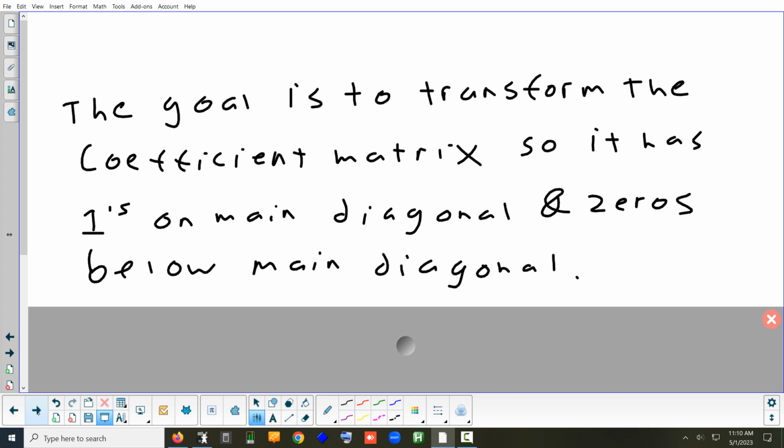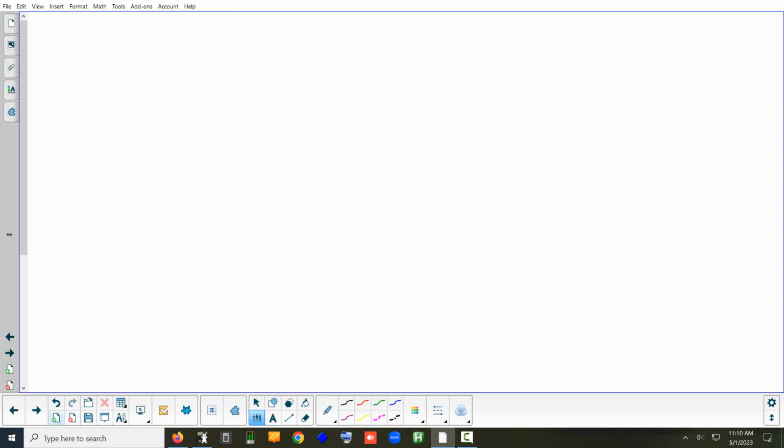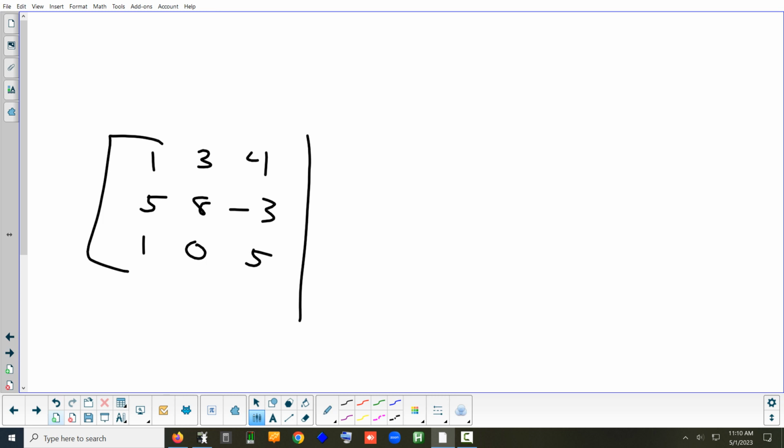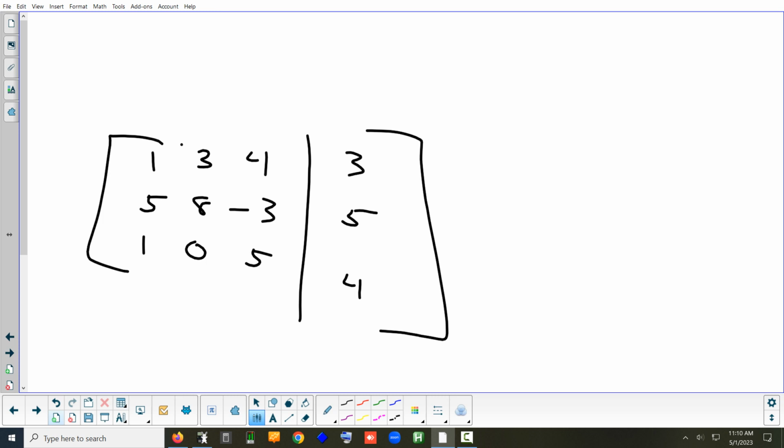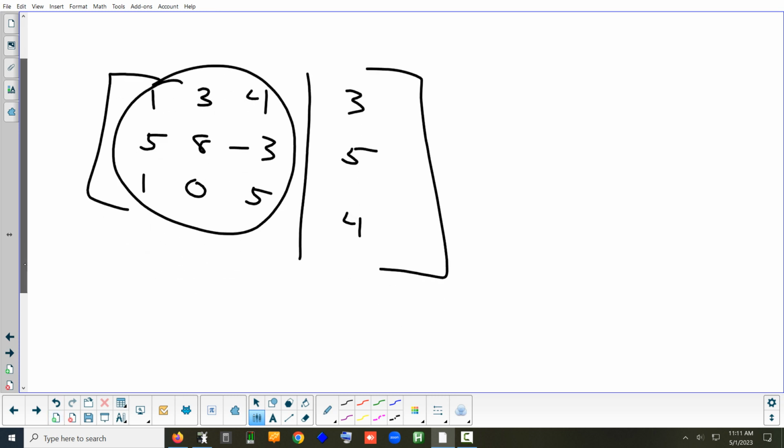Okay, so what's the goal? Well, the goal is to take, this is what your coefficient matrix is usually going to look like. You're going to have a bunch of numbers in it. You're going to have numbers on the other side. And these would represent the 3 equations that you have. 1x plus 3y plus 4z equals 3. That would be the first equation. Well, the goal is to take all of these numbers and make something happen to them.